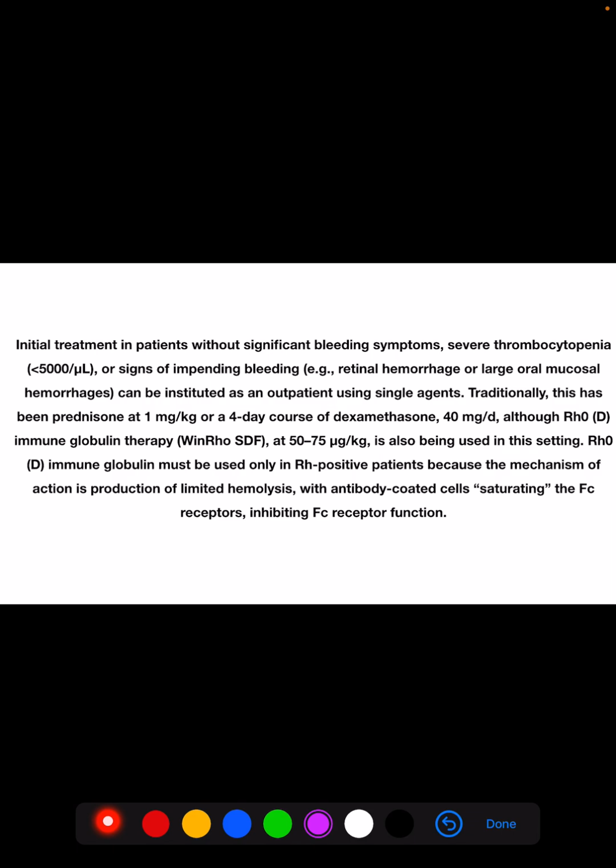So the patient is having thrombocytopenia, but is not having any significant bleeding symptoms, or is not having severe thrombocytopenia, or there are no signs of impending bleeding. So in these patients, what can be instituted? These patients can be treated on an outpatient basis.